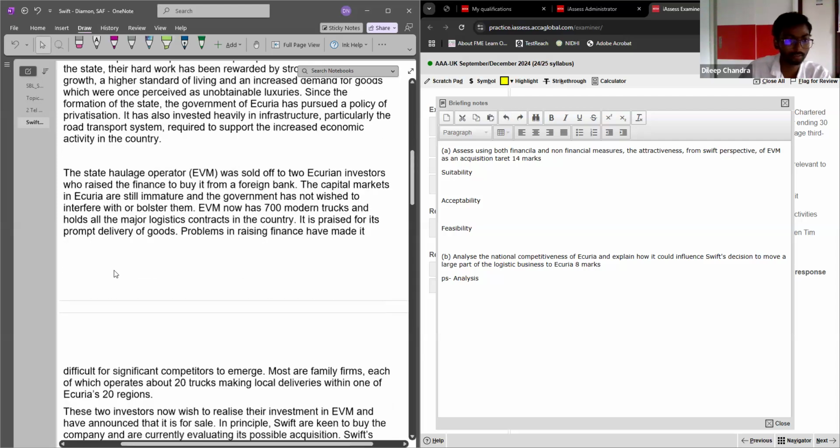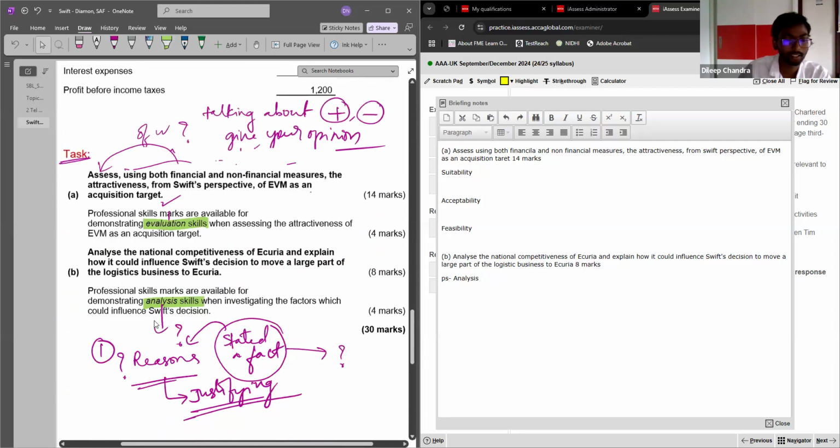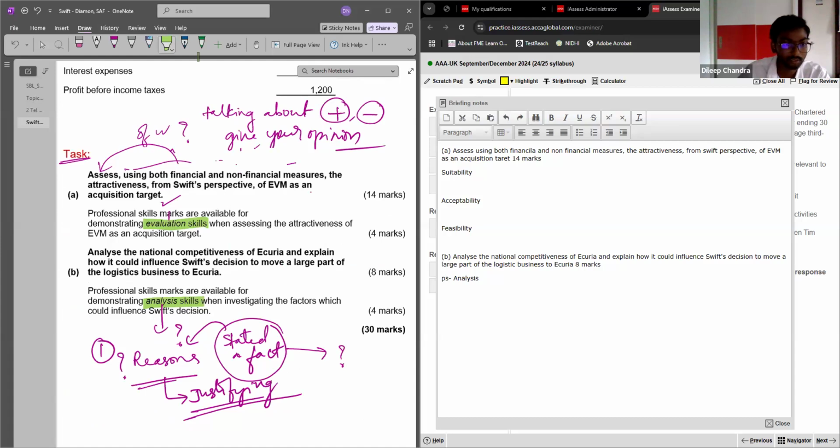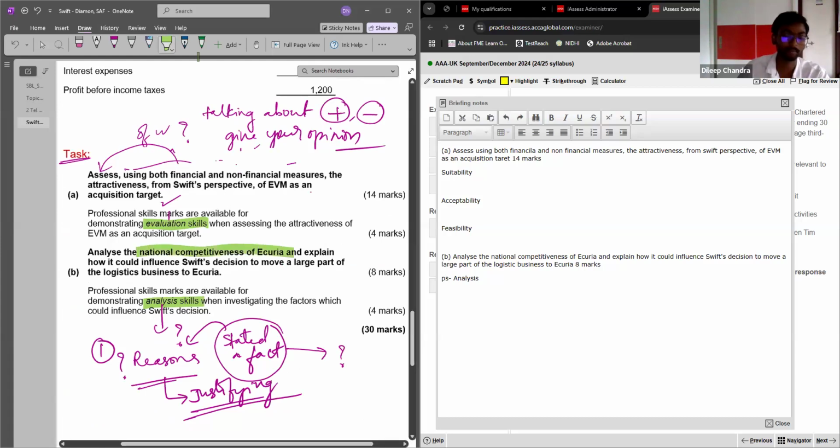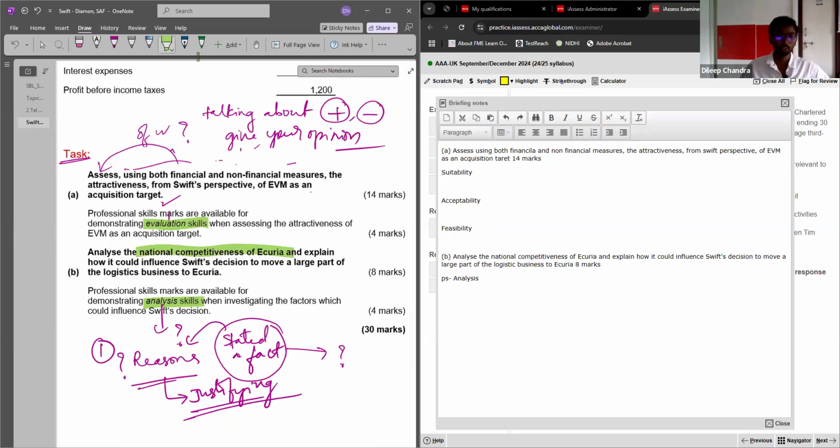Oh, by the way, in the second question, I got carried away with explaining this analysis skill. What is being tested here? Analyze the national competitiveness of ACCA. They're saying national and then competitiveness. And explain how it could influence Swift's decision to move a large part of the logistics business to ACCA.